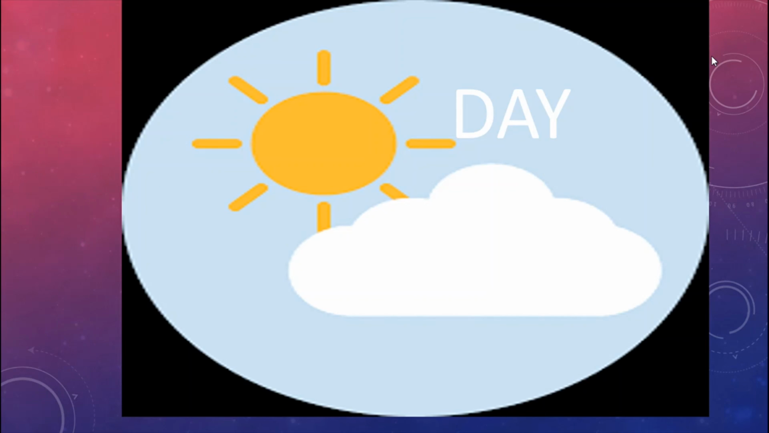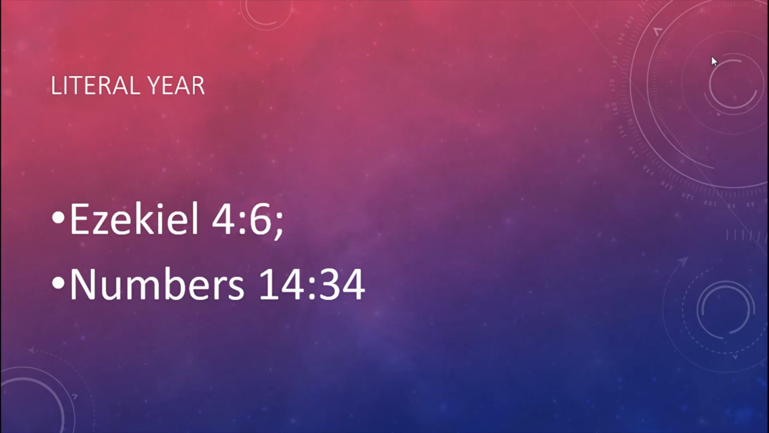Okay, another symbol for a year is also a day. Sometimes in prophecy you may see a certain number of days being specified, but it's not literal days, it's actually years. Okay, so a day equals a year, a time equals a year, and these are some of the texts that explain this.